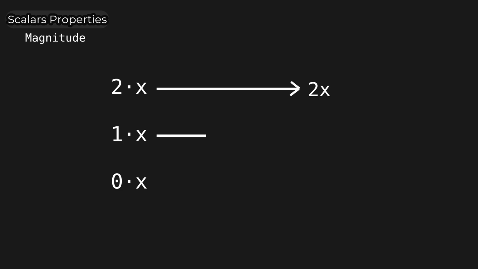Scalars represent only magnitude. Any number that can scale quantities is considered a scalar. For example, 2 can scale x to 2x, twice the quantity. 1 can scale x to x, which retains the quantity, and 0 can scale x to 0, which eliminates the term.